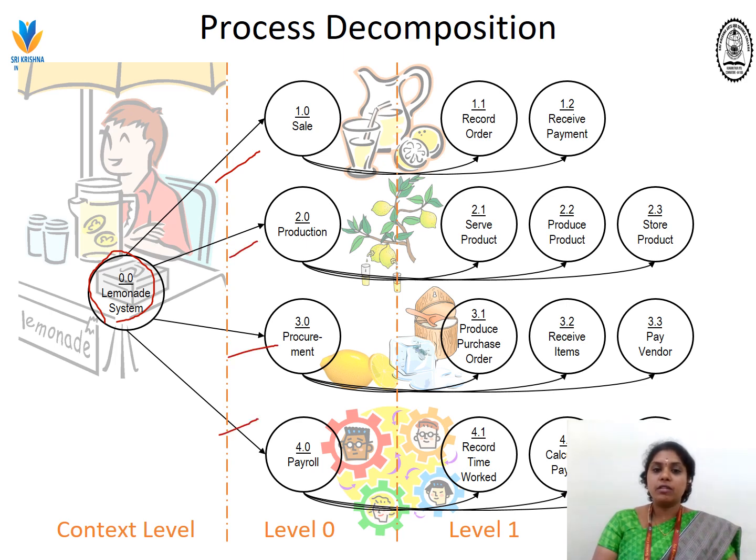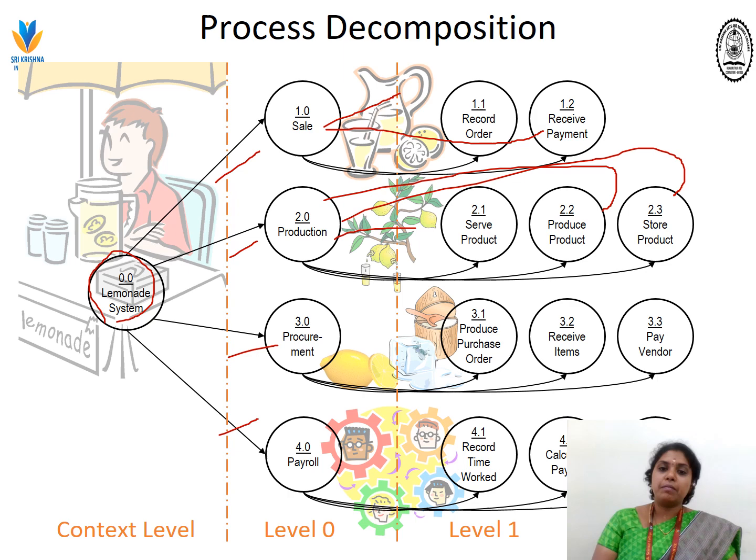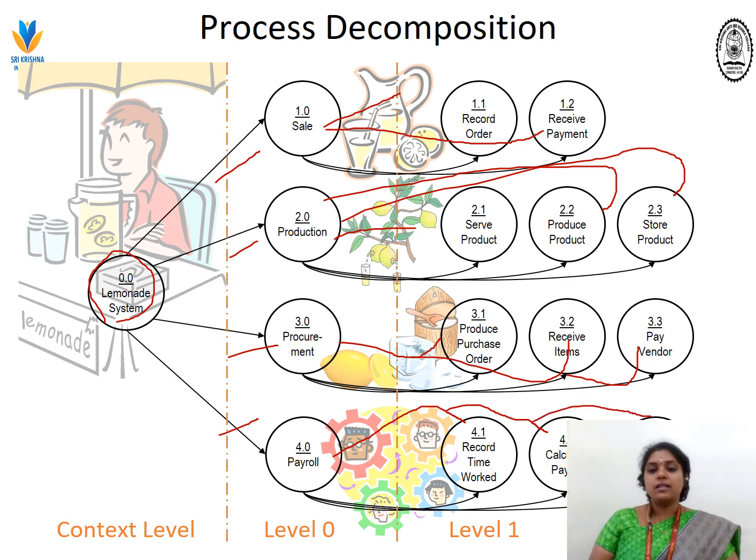Likewise, sales is decomposed into two processes. For production, we can majorly compare three; it comprises three major subdivisions of process. Likewise, procurement goes into purchasing order, receiving item, and paying vendor. And for payroll, it goes into checking the working time, calculating the salary, and the next thing is paying the payroll. So these are all the processes that have been subdivided or decomposed from the major context level into sub levels, that is level 1.